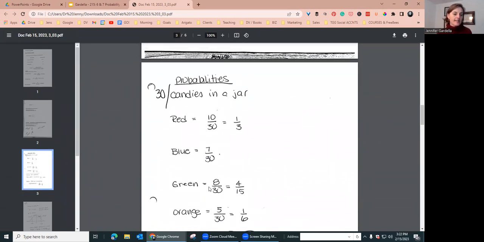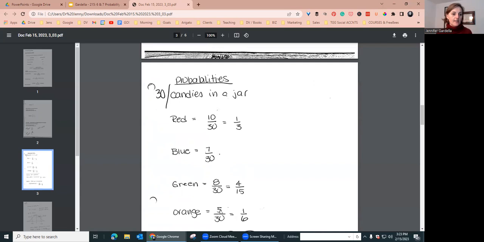Let's go over a very basic example and this we've seen before. There's 30 candies in a jar. There's 10 red, 7 blue, 8 green, and 5 orange. There's a total of 30 candies in the jar. So the way that we measure the probability of each is we just put the 10 red over the 30 equals 1/3. The 7 blue over 30, we don't really do anything with that. You could divide it out if you want to. With the green candies, there's 8 over 30, or a probability of 4/15.